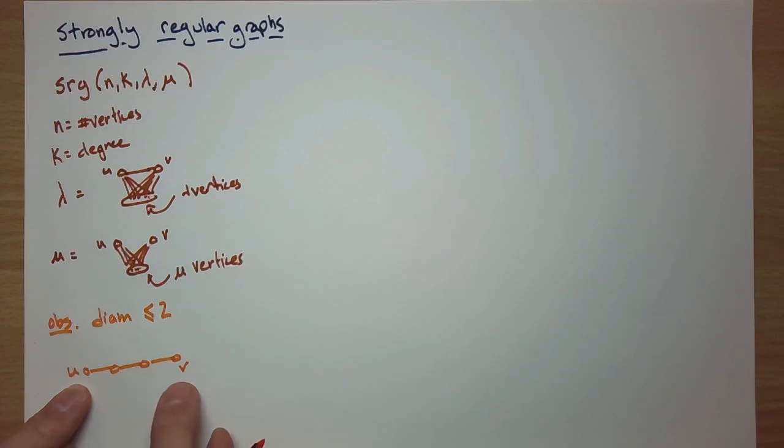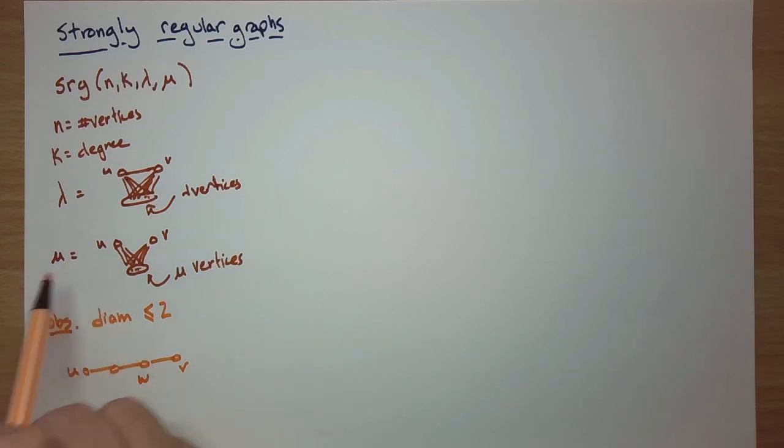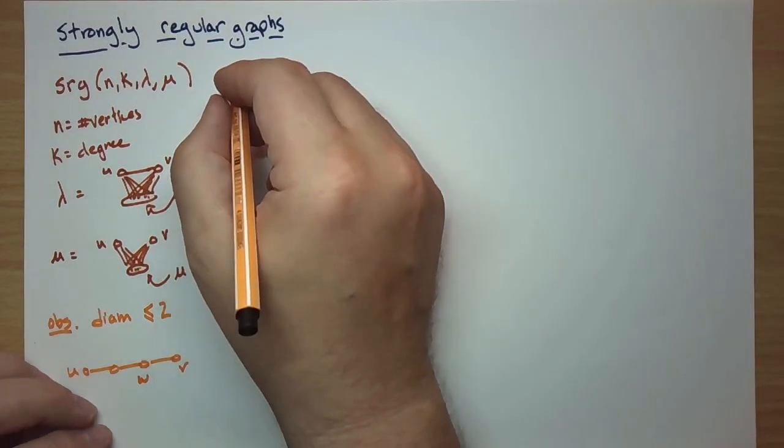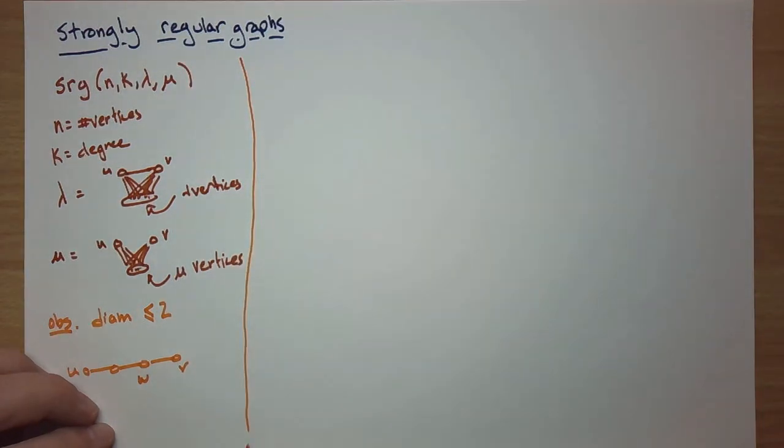If I have to take 3 steps to get from u to v, they have no common neighbors. But if I were to go 1 step closer, there'd be 1 common neighbor, meaning that there is not a single value for mu. So I can't have things 3 steps or more apart and have a consistent mu value. So these graphs, you don't go very far.